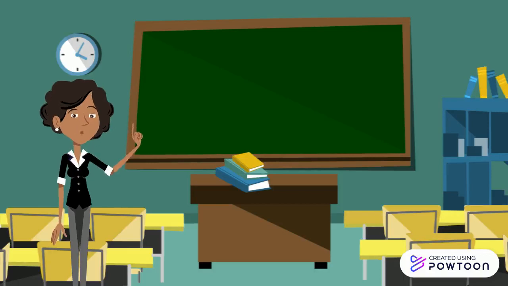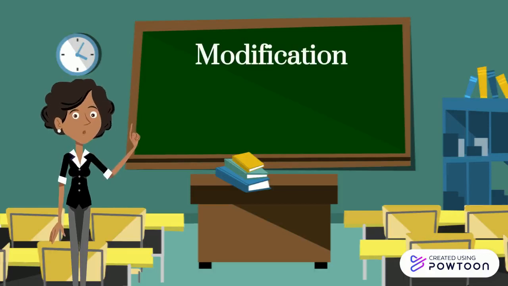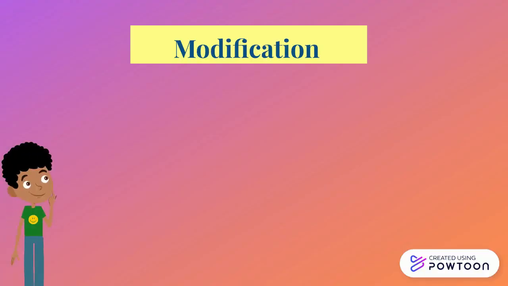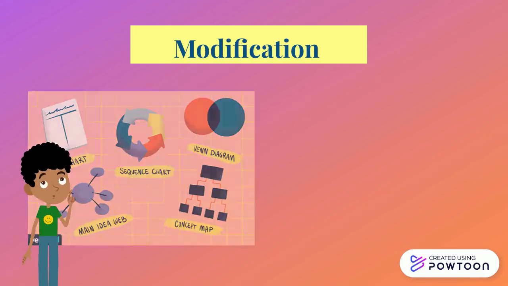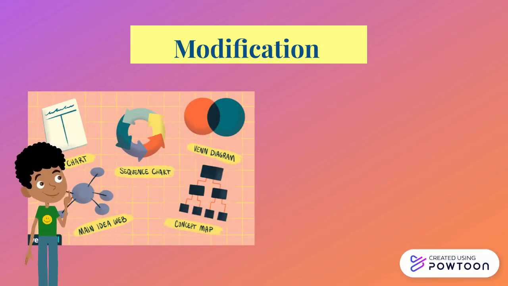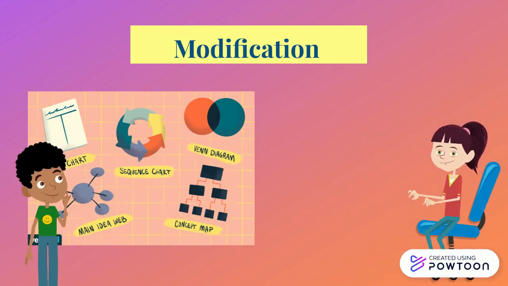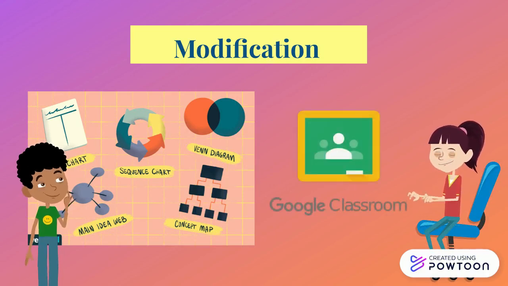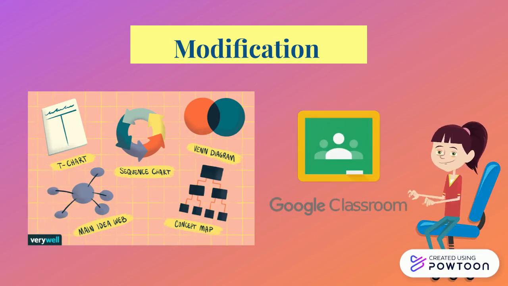The third level is modification. In this level, students will create a graphic organizer, synthesis, and provide feedback to their classmates. Students will create a graphic organizer that includes multimedia resources they found helpful using the template of their choice. They will provide a synthesis based on what they have learned from California missions, and they will post their graphic organizer and synthesis on Google Classroom, where they will respond to 2 of their classmates.